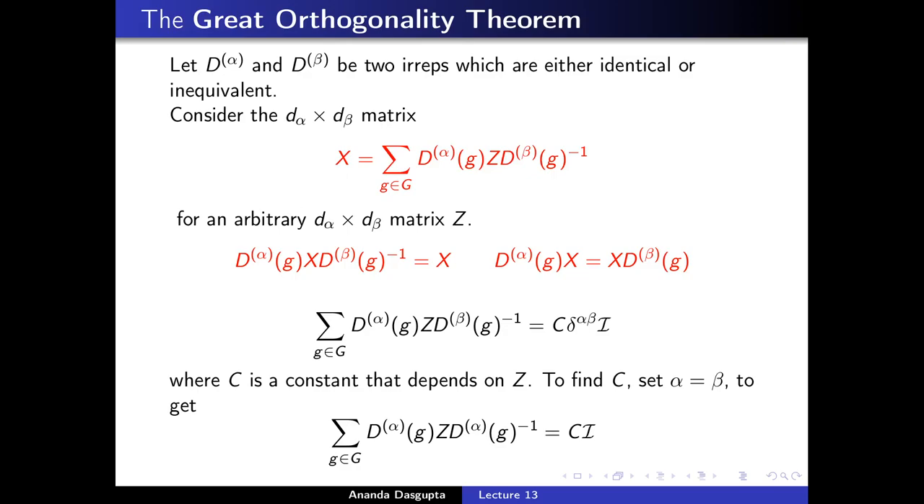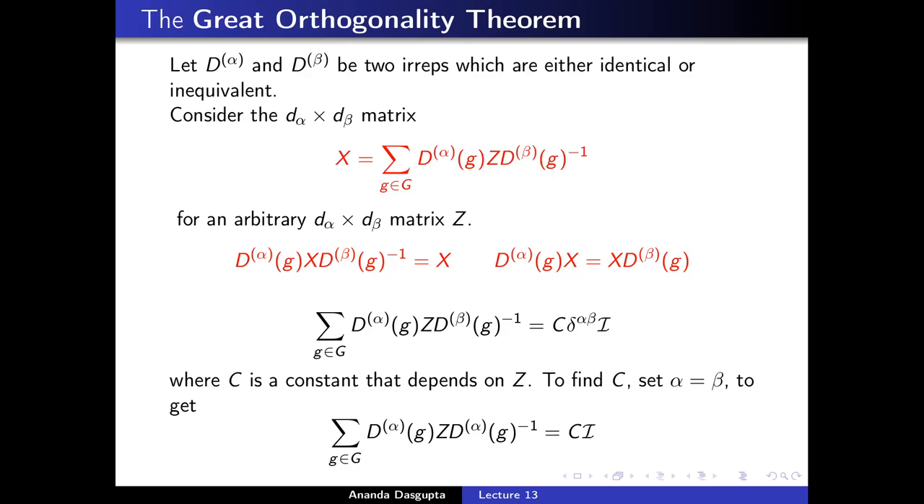The left hand side, of course, is a sum of traces of lots of matrices. But each and every one of these matrices is similar to the matrix Z. And similar matrices all have the same trace. So each and every term on the left hand side actually gives you trace of Z. Remember, now that we are dealing with alpha equals beta, Z is actually a square matrix. So its trace is perfectly well defined.